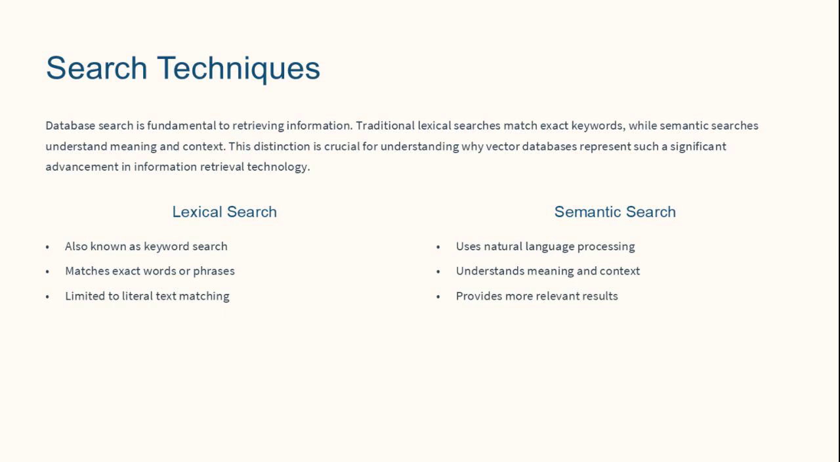A database search plays a vital role in information retrieval and further processing. Traditional lexical search matches exact keywords, while semantic search understands meaning and context. This distinction is crucial for understanding why vector databases represent such a significant advancement in information retrieval technology.